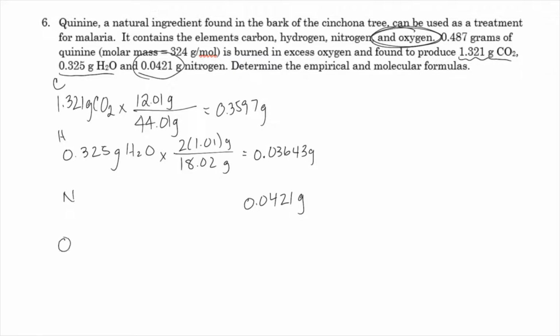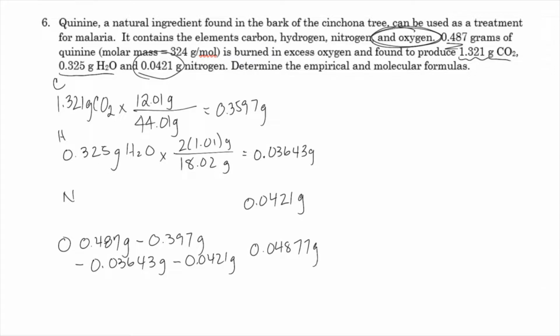So the amount of oxygen: I started with 0.487 grams total. 0.3597 of that is carbon, 0.03643 grams of that is hydrogen, and 0.0421 grams of that is nitrogen. So the remaining amount, which is equal to 0.04877 grams, is oxygen. Now I'm ready to jump in and do the empirical formula.